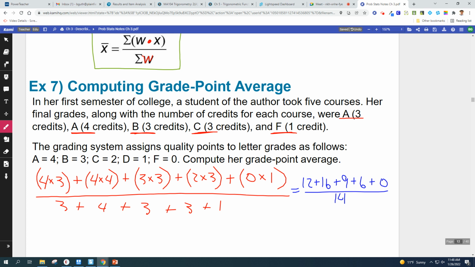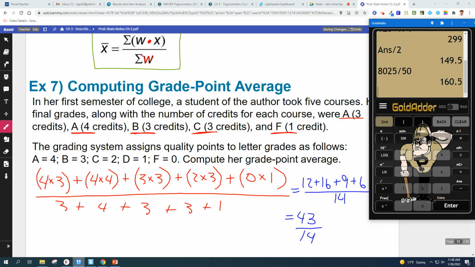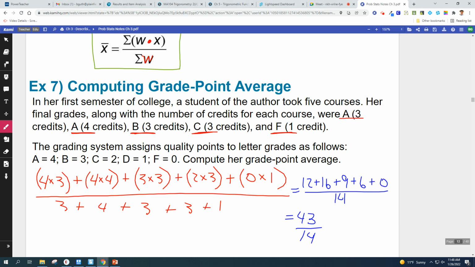So cleaning all of that up, 12 plus 16 plus 9 plus 6 plus 0 is 43. We have 43 over 14. It's about 3.07. 3.07, that would be her GPA.